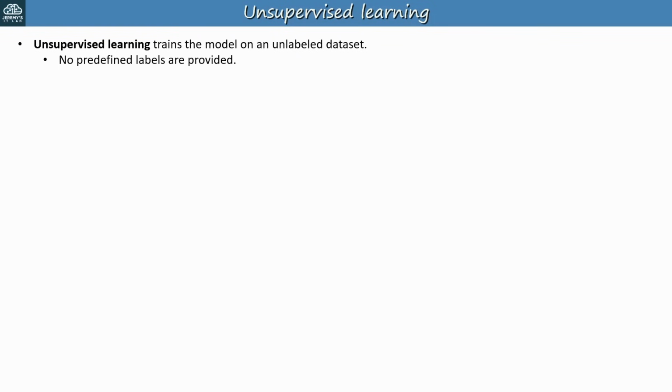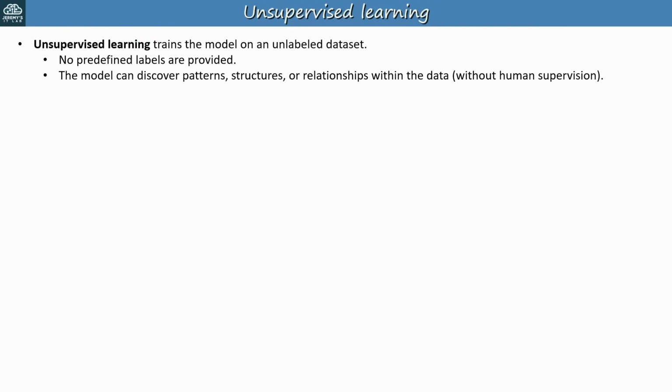Let's move on to unsupervised learning, which trains the model on an unlabeled dataset. This means that no predefined labels are provided. Instead of being told what each data point represents, the model analyzes the data to discover patterns, structures, or relationships on its own. It can then group similar data points into clusters based on shared features.